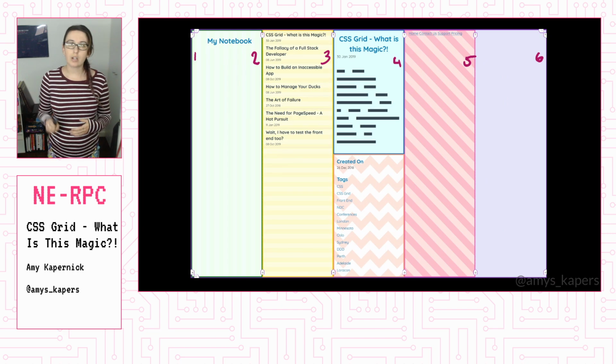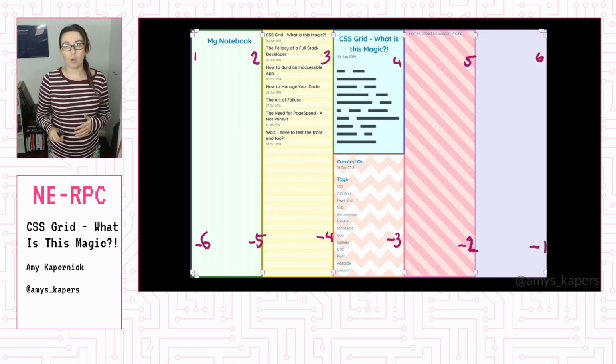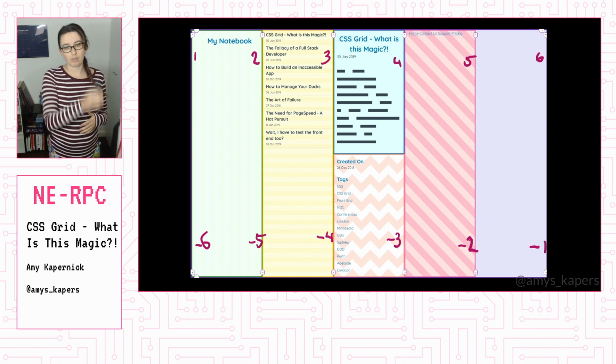Now we want our header to go all the way to the end. So we could set it to end at line 6. But then if the size of our grid changes, we need to change that. The good thing is grid lines aren't just numbered 1, 2, 3, 4, 5, 6. They're actually numbered backwards as well. -1, -2, -3, -4, -5, -6.